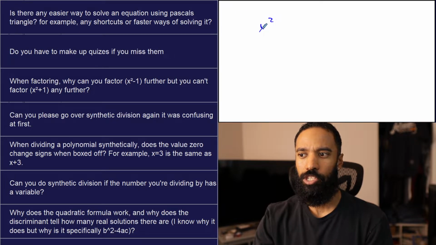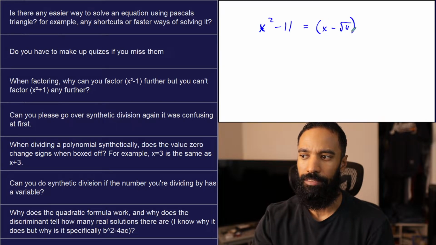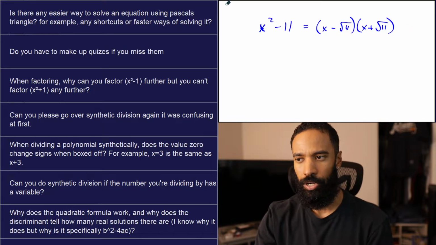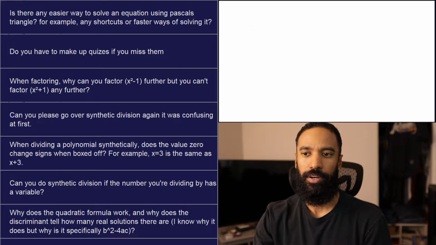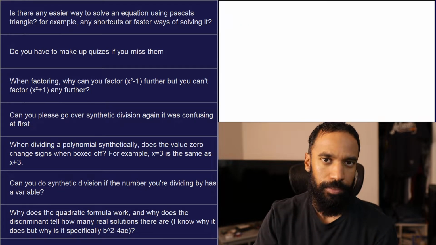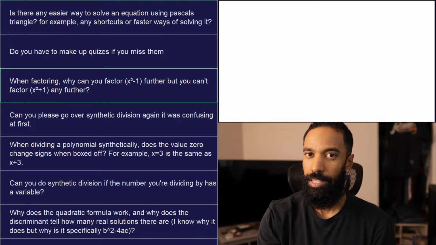Just like x squared minus 11. We say that's not a difference of two squares. Sure it is: x minus root 11 times x plus root 11. But when we factor, we're talking about integer factorization, right? We're not talking about irrationals and imaginaries. And same thing here, we can factor x squared plus 1 as the sum of two squares. They're just not real numbers like that.